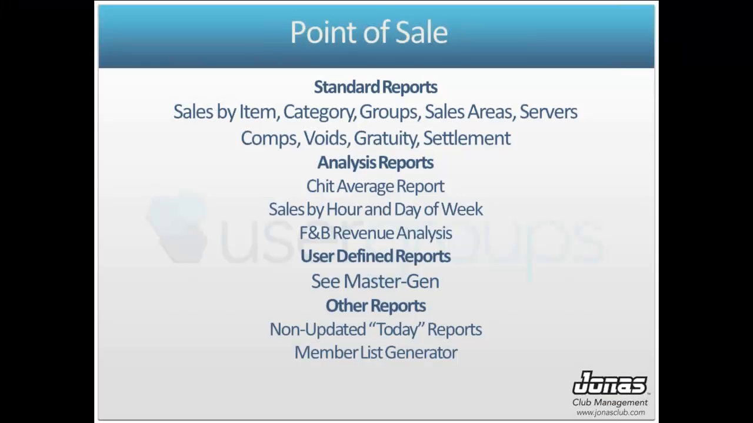Point of sale reports. Again, there are some standard reports in point of sale, such as sales by item, category, sales groups, sales areas, the comps, voids, and gratuities and settlement reports. Those are all available as standard reports in point of sale.